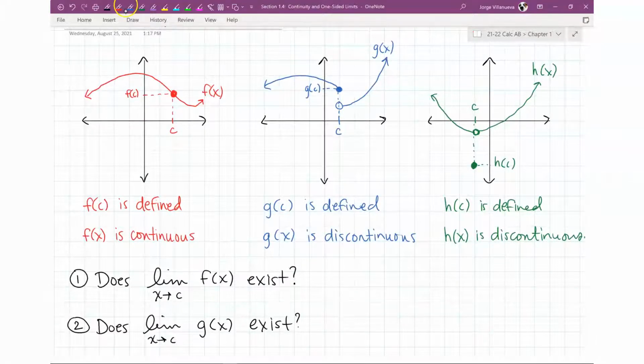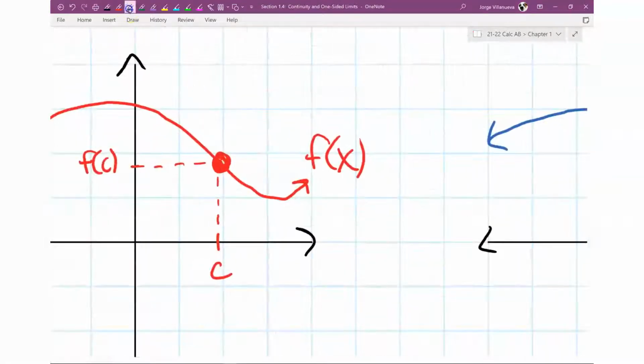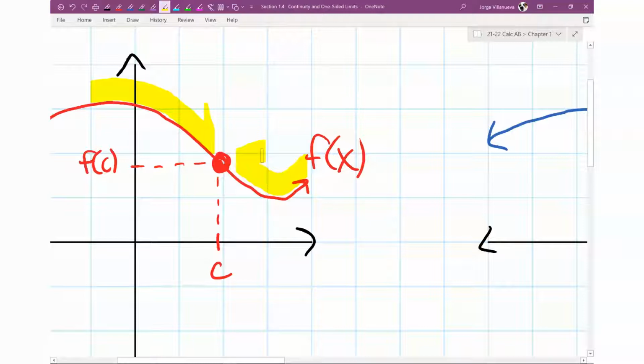How do I know? Well, let's zoom in. If I draw a line coming in from the left-hand side to that point, and then one from the right-hand side to that point, does it look like they're going to crash? Yes, so that means the limit does exist, right? Limit does exist.